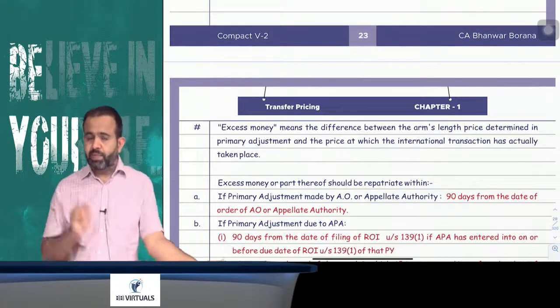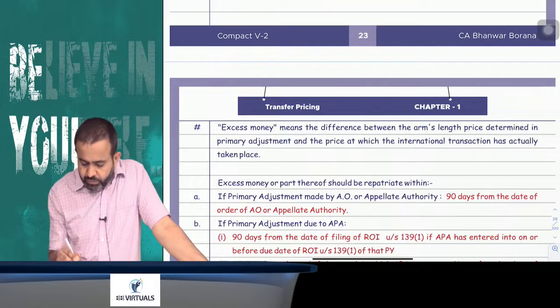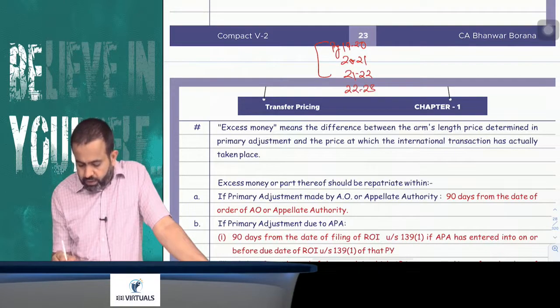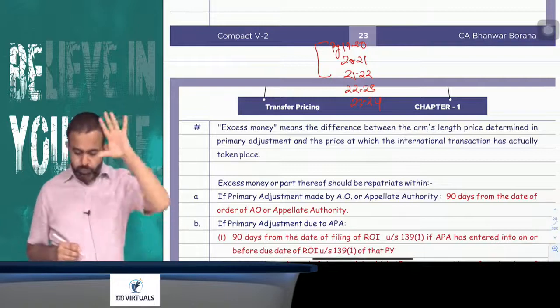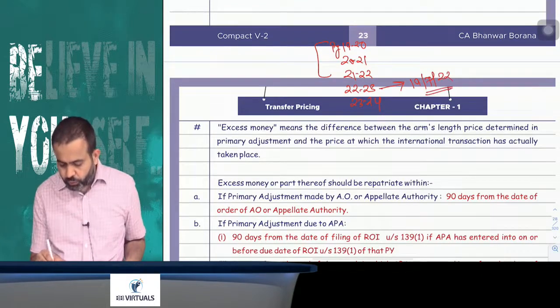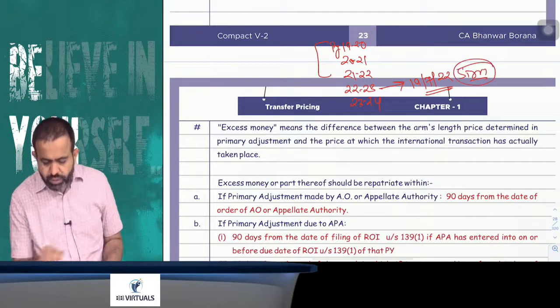We are taking one example related to APPA. So suppose, for example, APPA is entered for previous years 19-20, 20-21, 21-22, 22-23 and 23-24. Suppose these 5 years are covered. Now suppose APPA is signed on 19 July 2022.